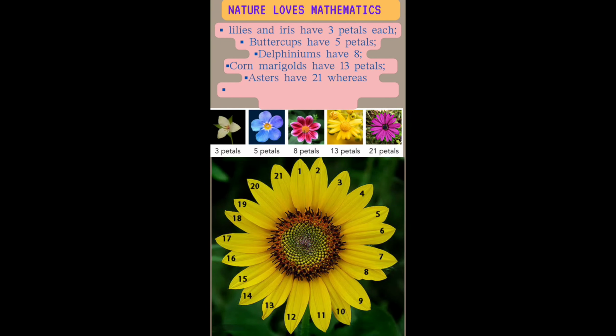Nature loves mathematics, because if you look at nature, you will find many Fibonacci numbers. Lilies and irises have 3 petals each. Buttercups have 5 petals. Delphiniums have 8. Marigolds have 13 petals. Asters have 21. Whereas daisies can be found with 34, 55, or even 89 petals. These are all Fibonacci numbers.